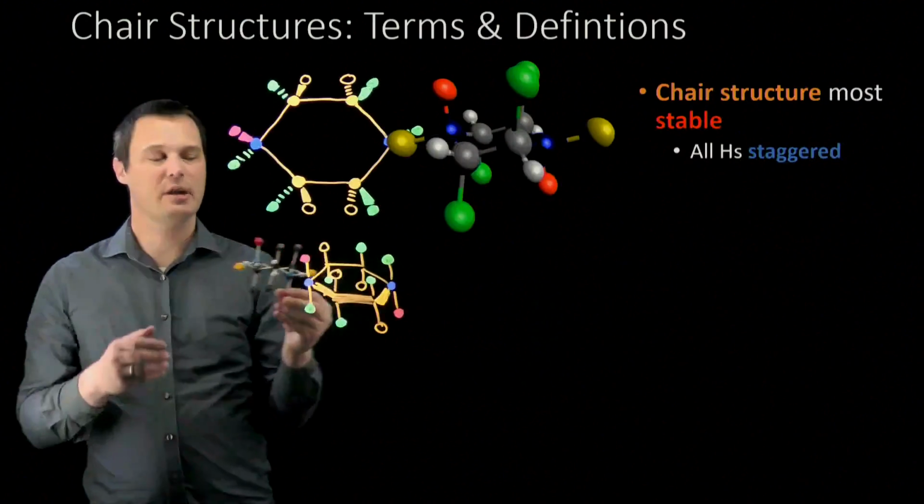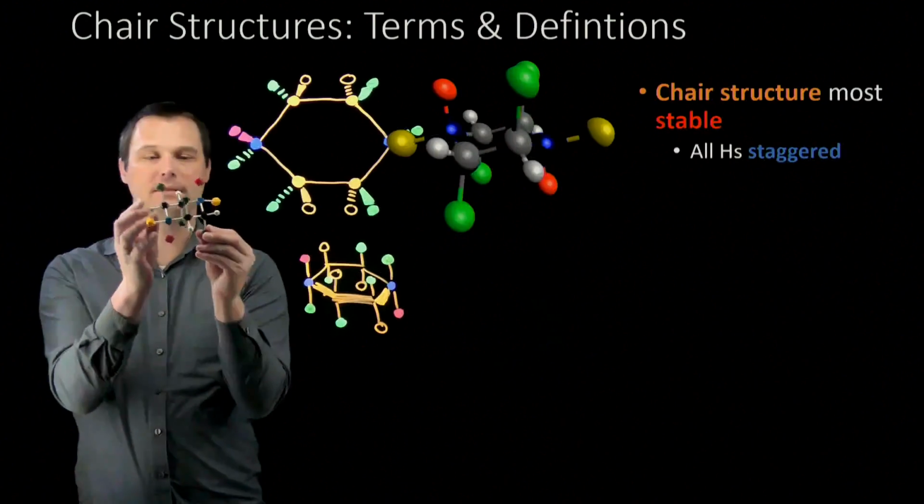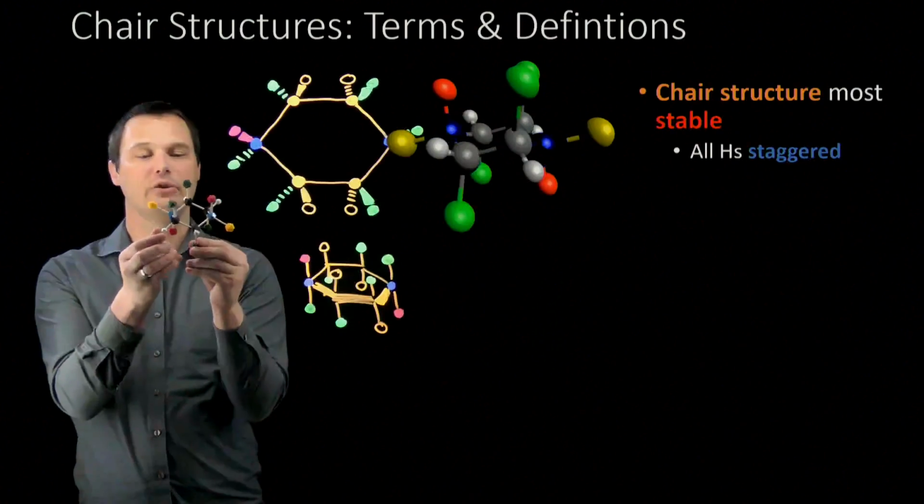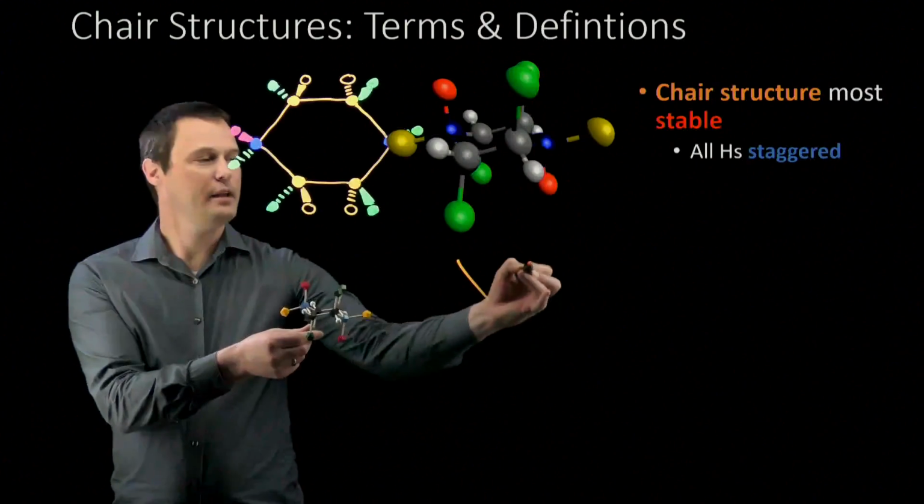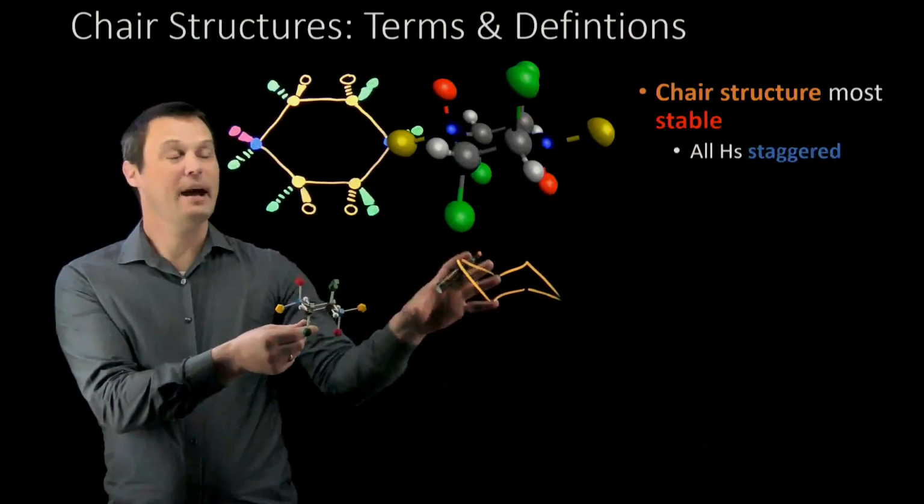The chair structure is the most stable version of cyclohexane. As we look down all of the bonds this time, all of the hydrogens are completely staggered to each other. That makes it the most stable version of cyclohexane. When we draw this cyclohexane, we will draw it in its chair conformation. This isn't a video about how to draw these chair structures.